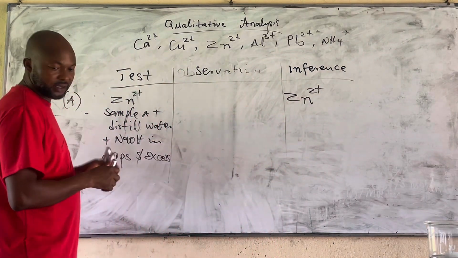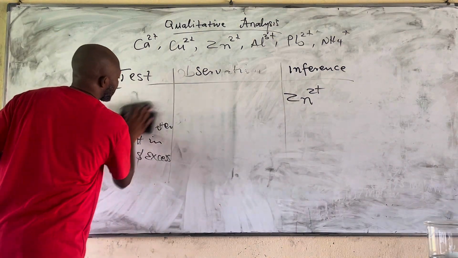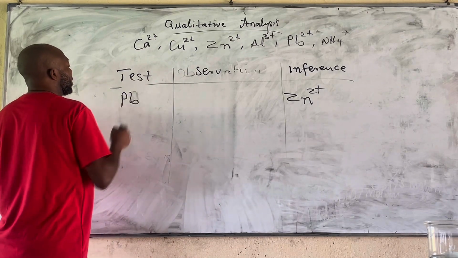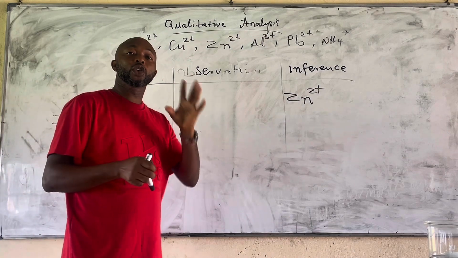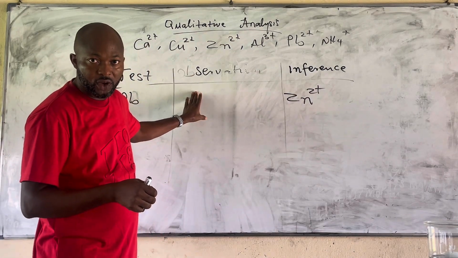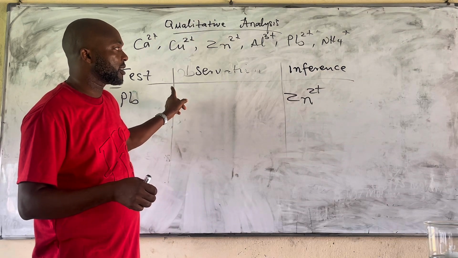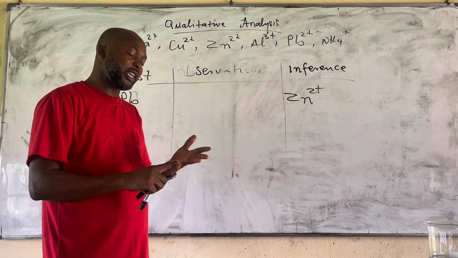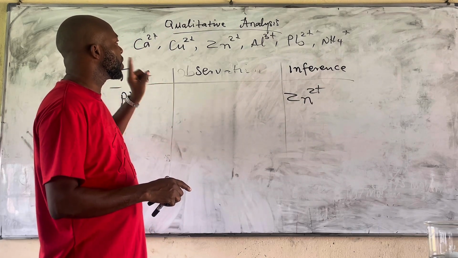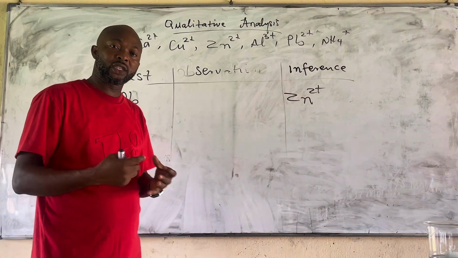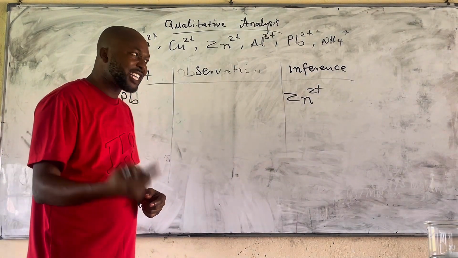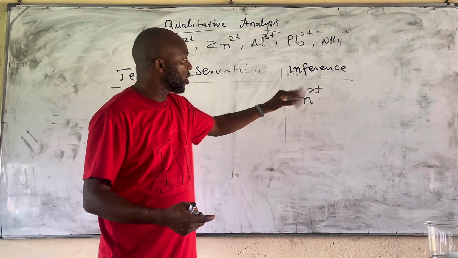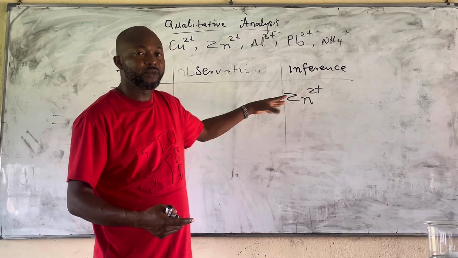If it is lead that is present, we're also going to get this white gelatinous precipitate in drops, which is soluble in excess of sodium hydroxide. Zinc, lead, and aluminium exhibit the same properties. So when you react zinc, lead, or aluminium with sodium hydroxide, they give a white gelatinous precipitate in drops, which is soluble in excess of sodium hydroxide. So the inference in that case will always be zinc, or lead, or aluminium present.